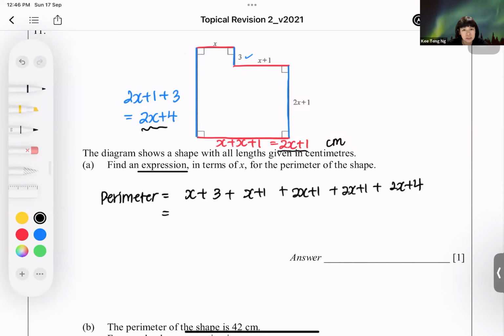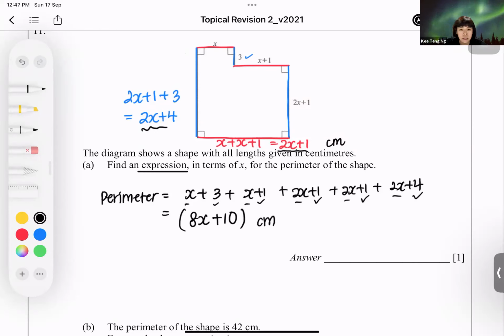We add all the like terms together. So all the x we add together: 1, 2, 3, 4, 5, 6, 7, 8, so 8x. Then 3 plus 1, 4, plus 1, 5, plus 1, 6. 6 plus 4, 10. Right, so this will be the expression for the length of the perimeter in cm.